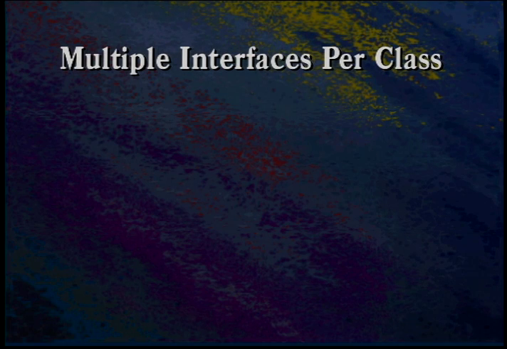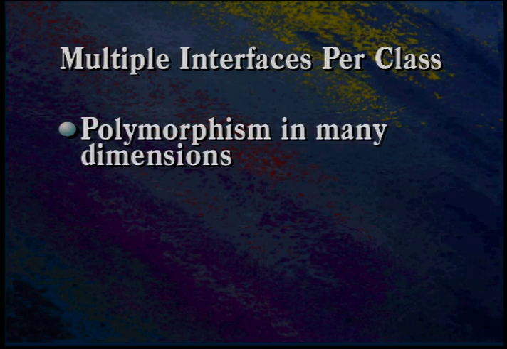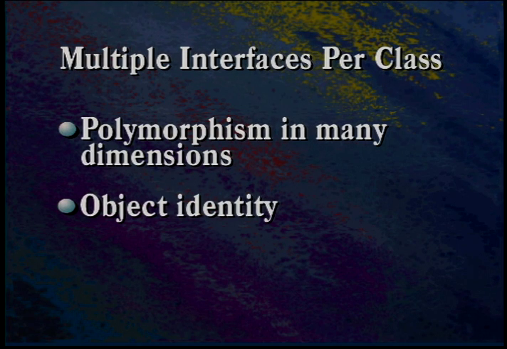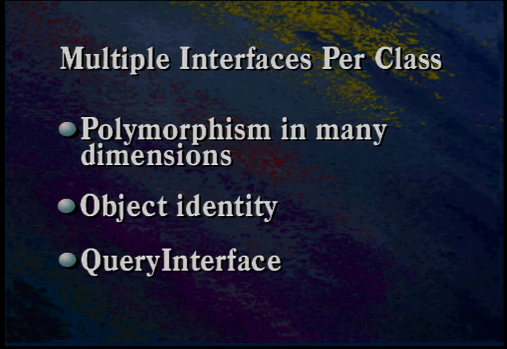Having separated interfaces from implementations, we then observe that we really want to have multiple interfaces for a single object. We want polymorphism of objects in many dimensions. For example, some part of my program may wish to deal with objects as regards to persistence, independently of what types of objects they are and what other capabilities they have. So we need a mechanism that allows one class to expose multiple interfaces and yet retain the single identity of that object. The mechanism that we introduced for this is known as query interface.